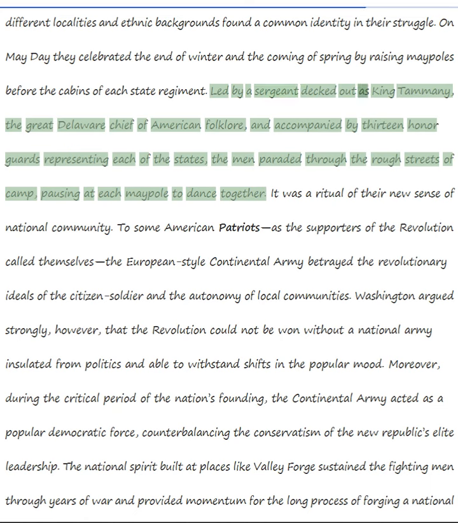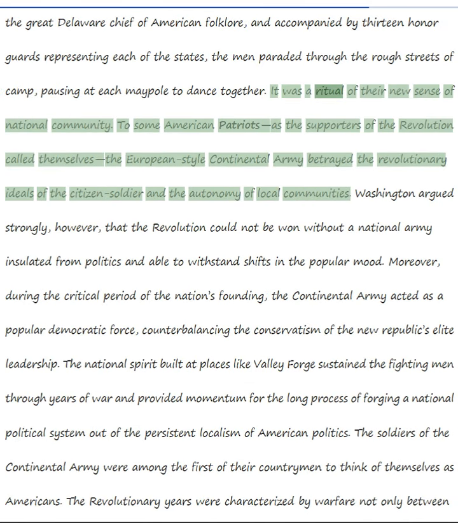Led by a sergeant decked out as King Tammany, the great Delaware chief of American folklore, and accompanied by 13 honor guards representing each of the states, the men paraded through the rough streets of camp, pausing at each maypole to dance together. It was a ritual of their new sense of national community.